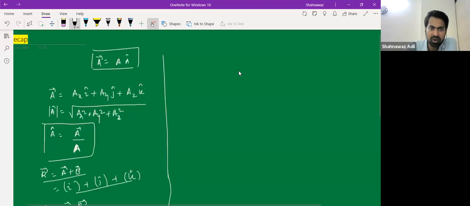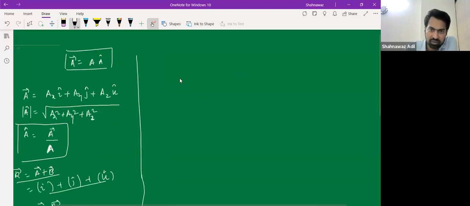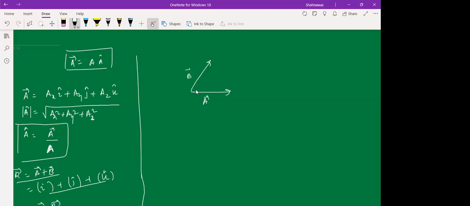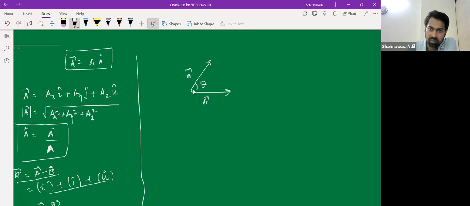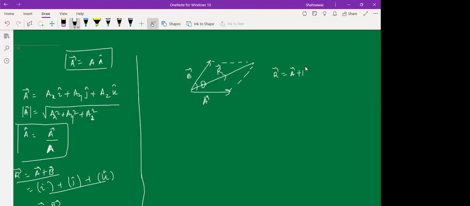But we learned about this polar form. So in polar form, we had these two vectors, right? Which were making an angle theta with each other. And then we calculated the resultant by drawing the parallelogram, right? So the resultant was a plus b, right? Addition of vectors.